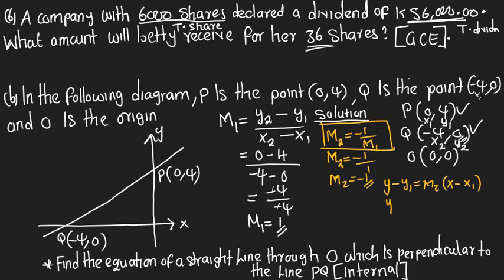You're most welcome. So this is going to be y minus, what is y1? Now, remember, they are saying which is perpendicular to the line of PQ, right? Find the equation of a straight line through O. The line is passing through O. And O was what? 0,0, which is the origin. So you put your 0 here. Then you're going to put your -1, then your x minus your 0 here. You're going to have y is equal to -1 multiplied by x, it will be minus x. And this is your equation.